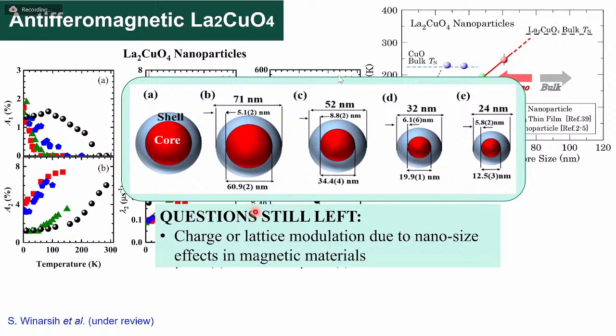And then the question that is still left in our study is the charge or lattice modulation due to the nanosize effect in magnetic materials, because we believe that not only the magnetic spin structure is affected by the nanosize effect, but also the lattice and the charge will be modulated due to the nanosize effect.